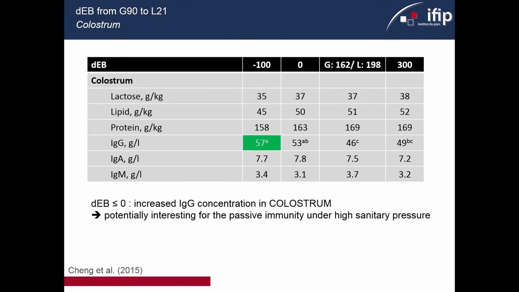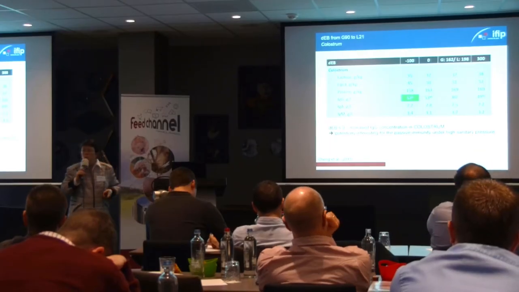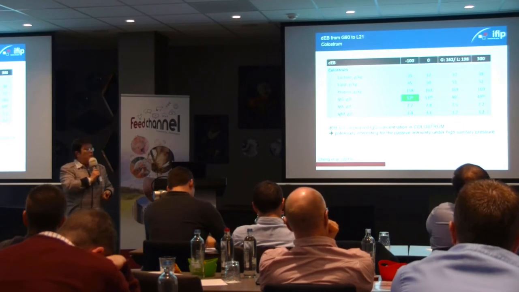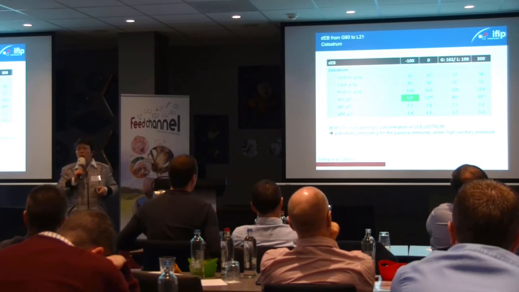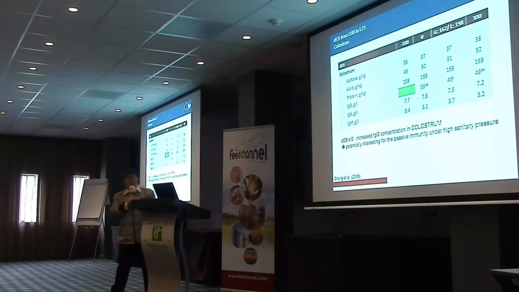So some other criteria can be influenced by different electrolyte balance during late gestation or also the beginning of lactation. Here, just one criterion was significantly changed by the treatment: the immunoglobulins G. It was concluded that using a low EB, in addition to a potential effect on the farrowing process, can also improve the passive protection of the piglets through the colostrum quality.